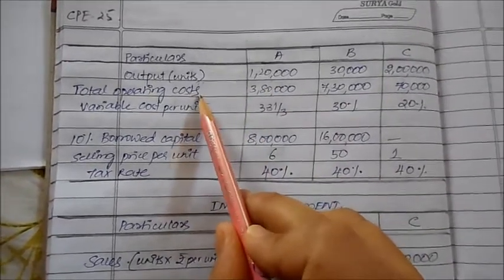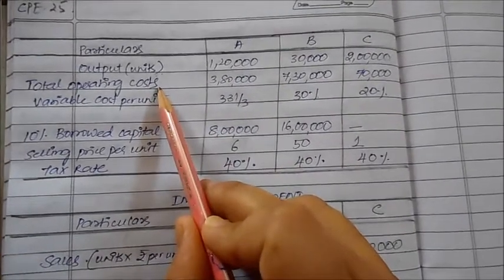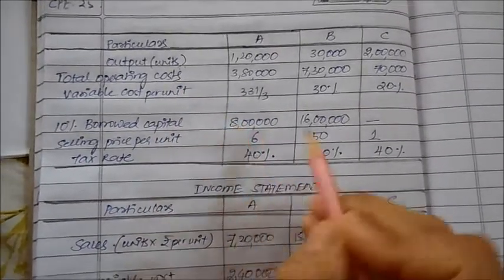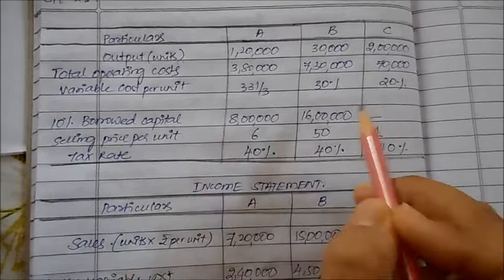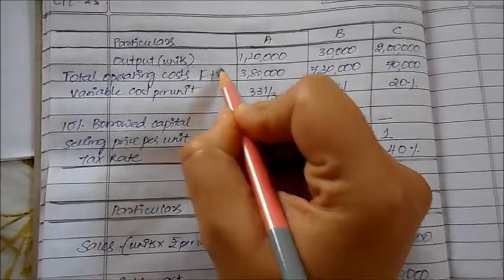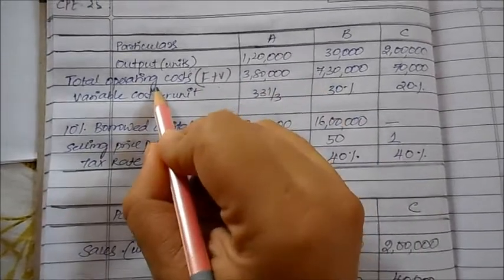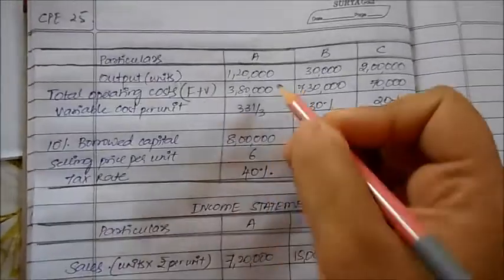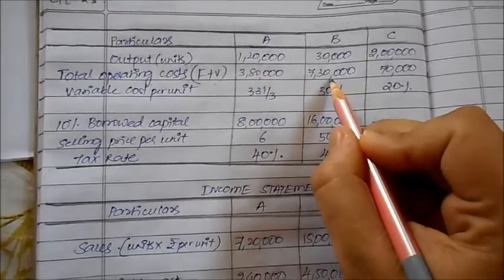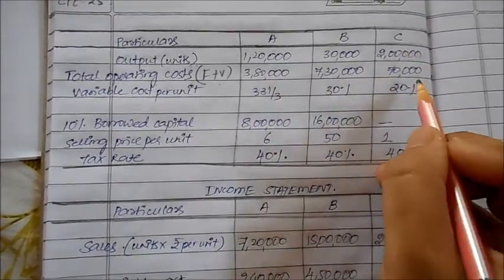Comparatively, the next one is operating cost. Operating cost basically means the total combined cost of fixed components and variable components both put together. Fixed and variable, when both are put together, will be called your total operating cost. So they are 3,80,000 rupees, 7,30,000 and 70,000 for firm C.